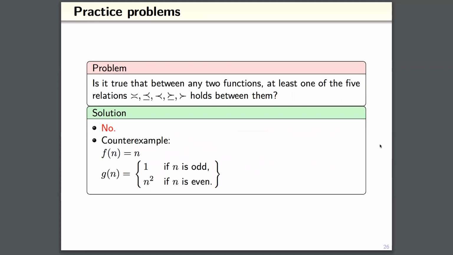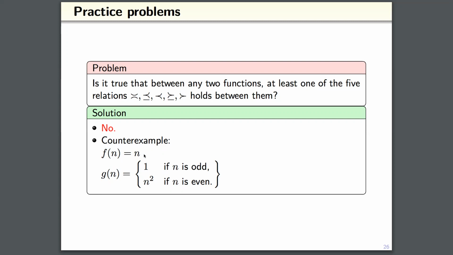Let's start from this. Is it true that given any 2 functions, there should be at least one of these 5 relations that has to hold between the 2 functions? That's not true. So what is the meaning of between any 2 functions, at least one of the 5 relations has to hold? So that means the relationship between every 2 functions is covered by these 5 relations. That is not true. So here is a counterexample.